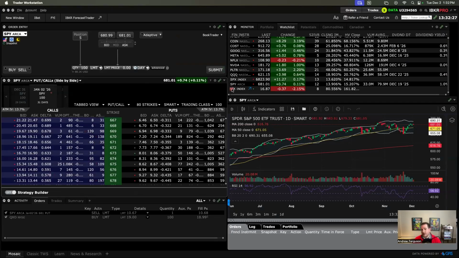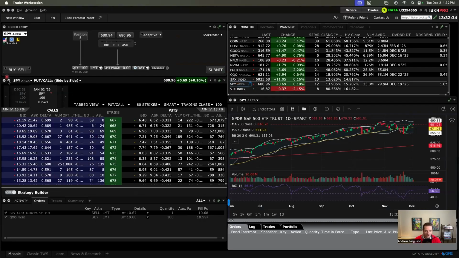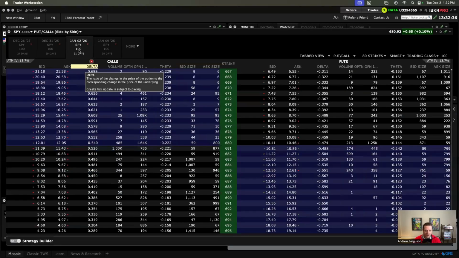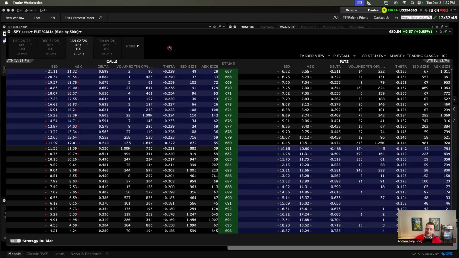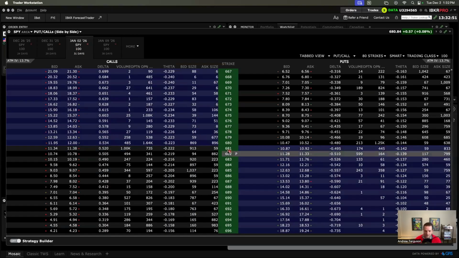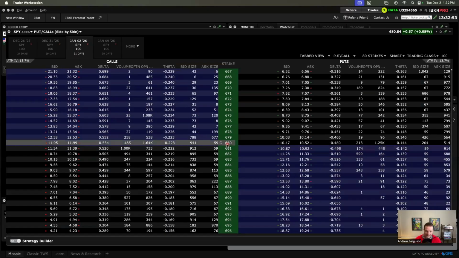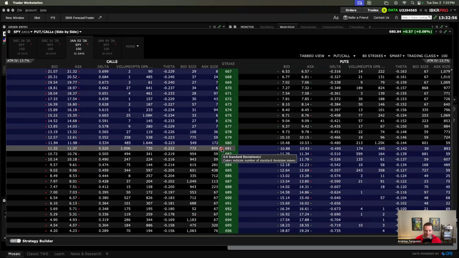So to sell a covered call inside Interactive Brokers Trader Workstation, click on the SPY once more, open it up in the options chain here, and then we'd be looking for a 30-day expiration. Again, this is assuming we had to purchase 100 shares of the SPY at 681. So we know 681 is our key number where we bought. We don't want to sell a covered call that is lower than that.